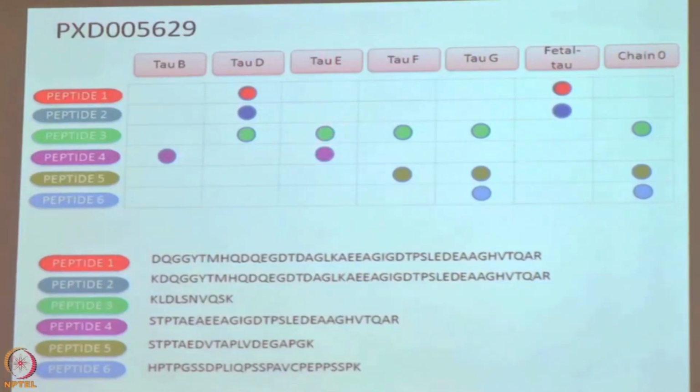In this case, suppose I am talking about peptides 5 and 6. Peptide 5 is mapping to 3 different proteoforms, and 6 is mapping to 2. So 2 we will leave, but for peptide 5, that is tau F, we can say this protein is there. Tau F is there. Based on this much data, you will say tau F is there.